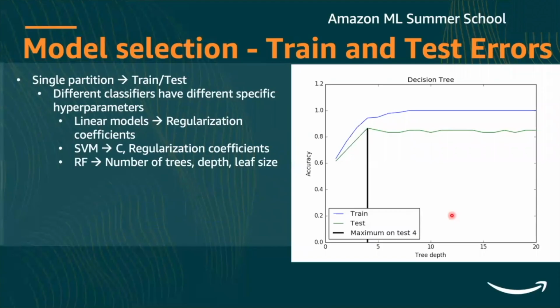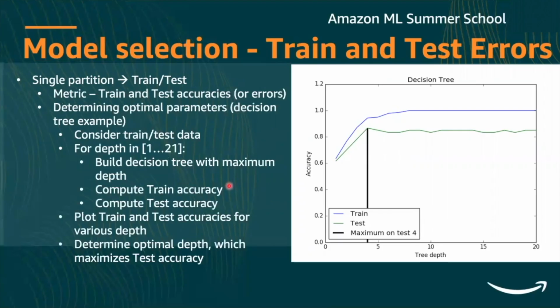Typically, different classifiers, as I said, have different hyperparameters or knobs you can tune. Let's say for a linear model, you have the regularization coefficient. For SVM, you have C, gamma, and other coefficients. For random forest, you have number of trees, depth, leaf size, and so on and so forth. So let's say we have decided on a metric, and that metric is accuracy. Then what you want to do is select the best possible value of the knob or the hyperparameter for that decision tree, for which you get the optimal performance on the test set.